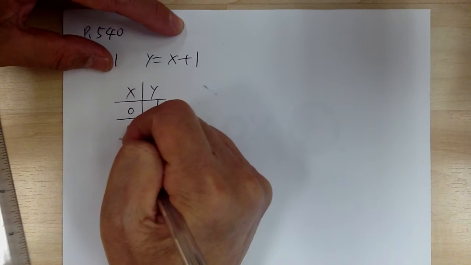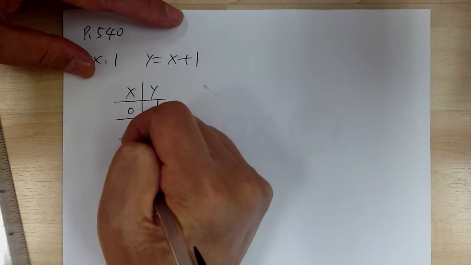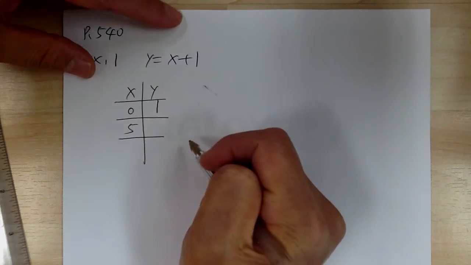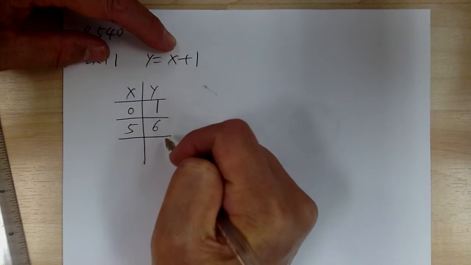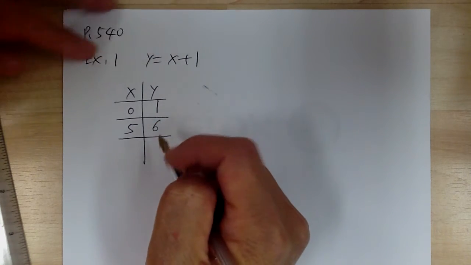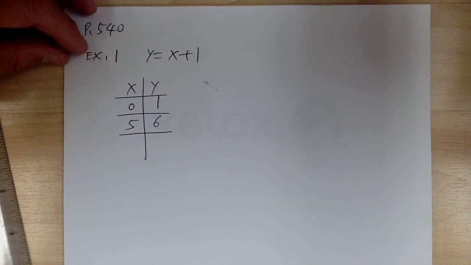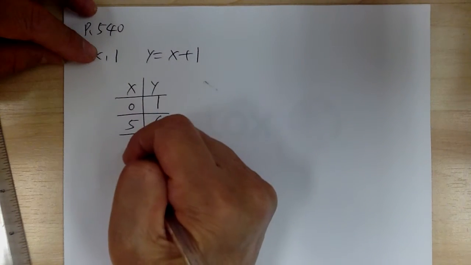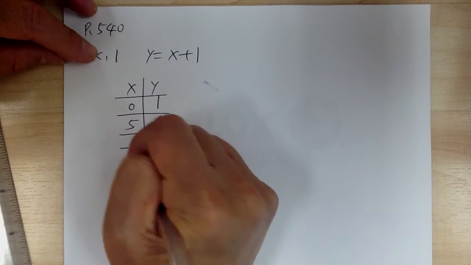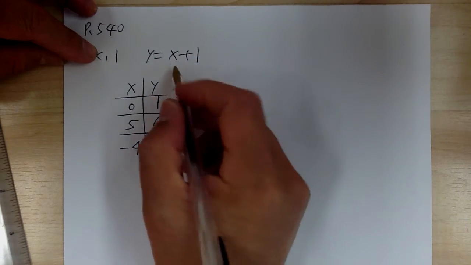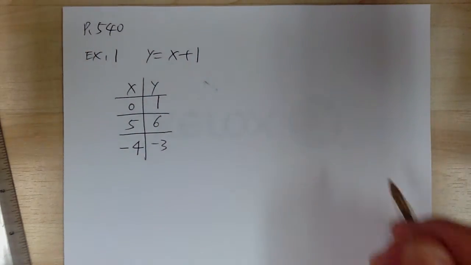If I make x equal to, again you can choose any number, if I make x equal to 5, then y will be equal to 6, right? Now if I use a negative number, all you need is 2 points, but to make sure, you want to get a couple more points to make sure you're doing it correctly. So if you make x negative 4, for example, negative 4 plus 1 will give you negative 3.